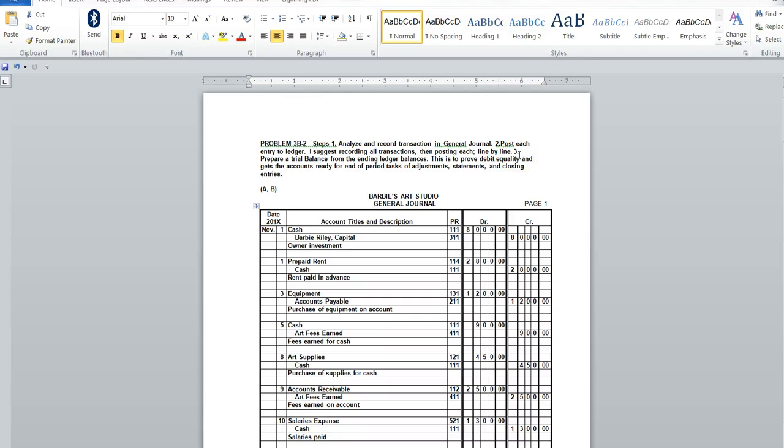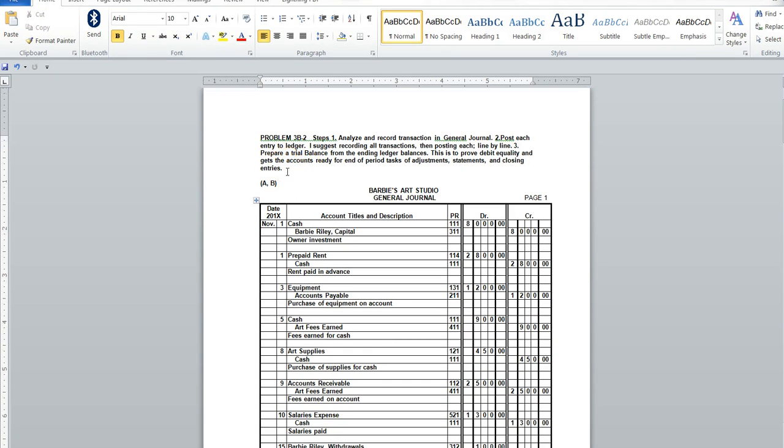And the third task is to prepare the trial balance from the ending ledger balances, and I just refer to that down there. This is to prove debit and credit equality and gets the accounts in place for the end of period tasks of adjusting, preparation of statements, and the closing of the books.